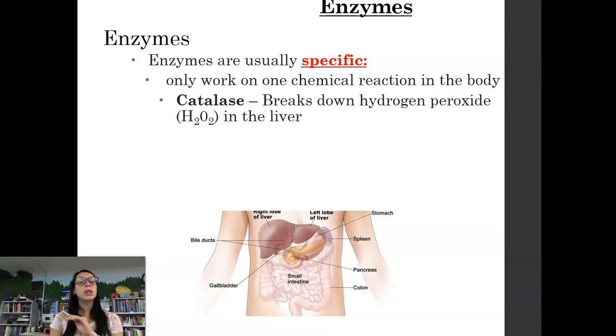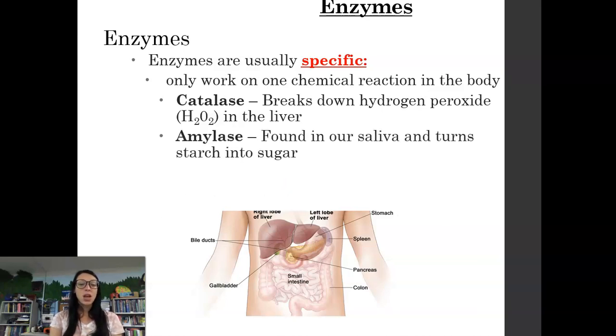This process would be way too slow to happen on its own. If you did not have catalase to help break down hydrogen peroxide in your liver, you would most likely die from too much hydrogen peroxide.